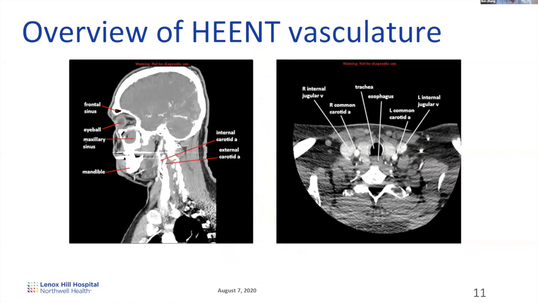And here you can kind of see where the common carotid at the bottom bifurcates into the internal and external carotid. And on the right side, as always, is a transverse or axial view of the neck. Here you can see the jugular vein, which we'll talk about, and then the common carotids. Because you see the common carotid, you know that you're below the kind of C3, C4 level of the neck.